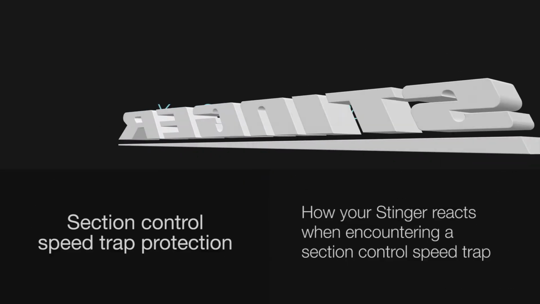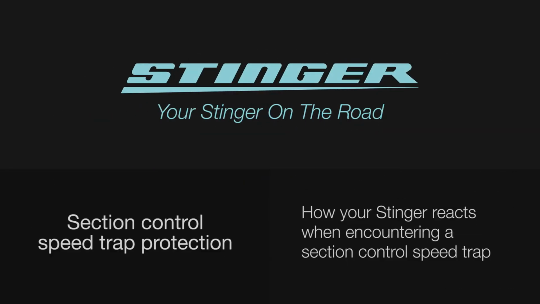In this Your Stinger on the Road tutorial, we'll show you what happens when encountering a section control speed trap. This video is for Stinger users with a strip interface. Please note that GPS-based speed trap alerting features and functionalities are only available where allowed.